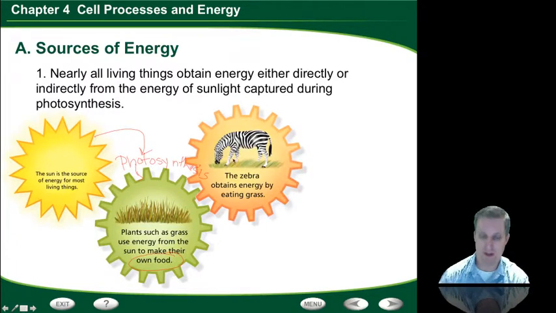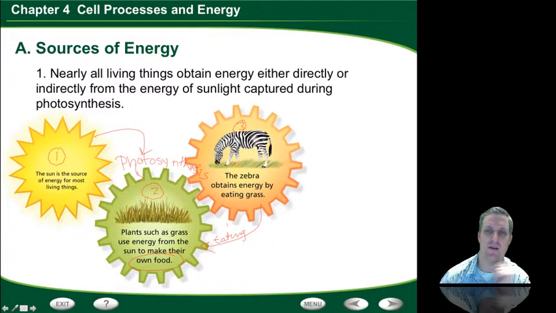Now, we take an animal, the zebra. The zebra comes along and obtains energy by eating the grass, okay. As the zebra eats the grass, he's eating the energy that originally came from the sun, right? Step 1 was the sun. Step 2 was photosynthesis. Now here's the zebra in step 3 eating the food. We're getting the energy ultimately from the sun.